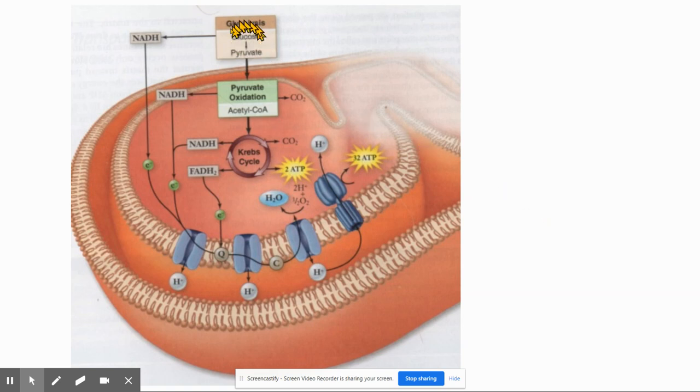So this is glycolysis. This is that link reaction. This is the Krebs cycle. And this is the electron transport chain here. And so the glycolysis actually happens outside of the mitochondria. And then this happens on the inner membrane. And the Krebs cycle happens here in the inner matrix. And then the electron transport chain happens on the inner membrane.